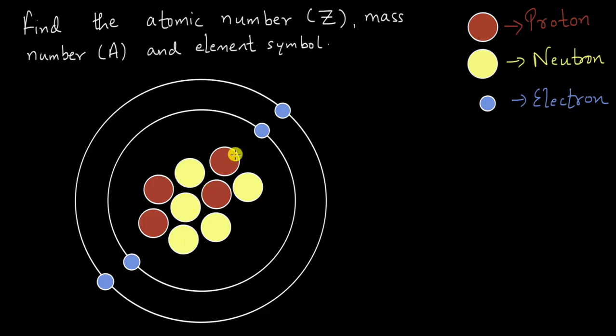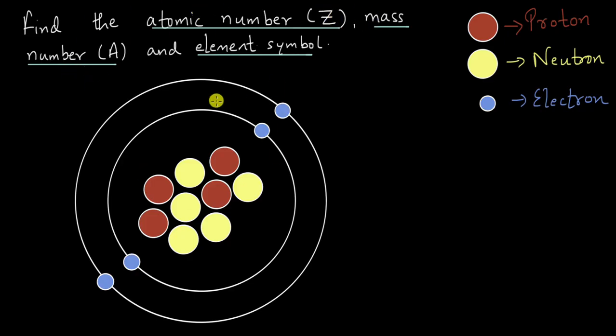The nucleus, which contains these protons and neutrons, is actually very tiny compared to the size of the entire atom. But for this problem, just so that we can count how many protons and neutrons there are, we have drawn these in this way. Alright, so we have to find the element symbol for this element, the mass number A and the atomic number Z.